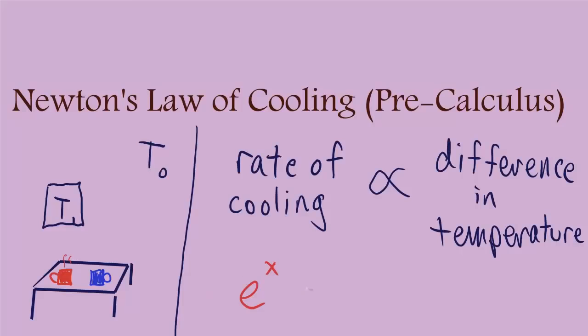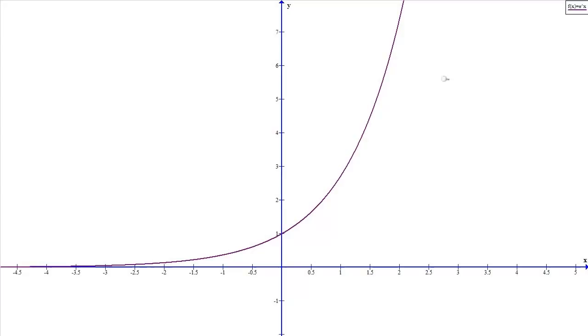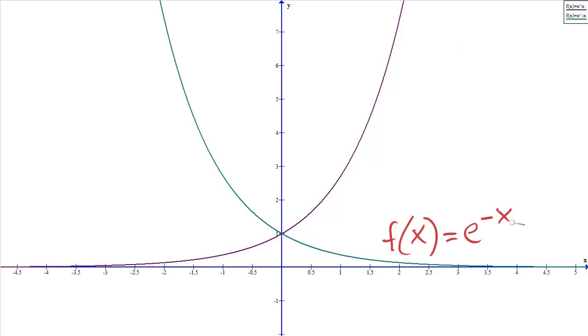Now let's look at the graph of this function, f of x equals e to the x. Here's a graph of this function. Now this graph is increasing, so this is not exactly the basis that we want for our formula for Newton's law of cooling. We would like to see something that is a decreasing function. If we use a negative exponent, now we have a decreasing function. So we will be building off of this e to the negative x. Let's expand this idea a little bit further.